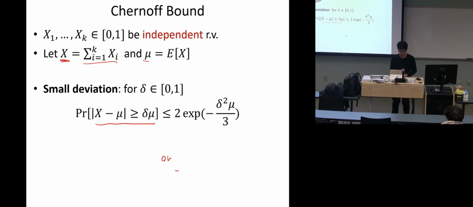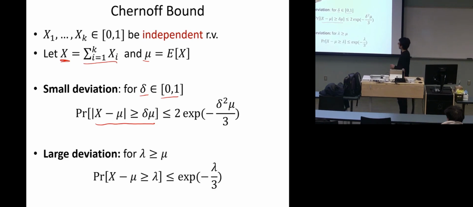And so this is the case when the deviation is small. But for large deviation, you also have this. That is, x minus mu is more than the expectation by lambda. That's exponentially small in lambda.